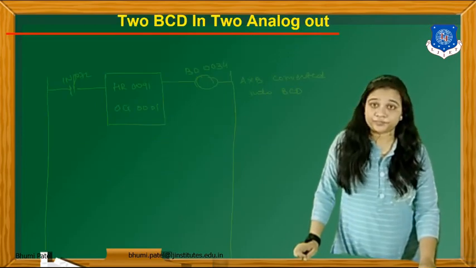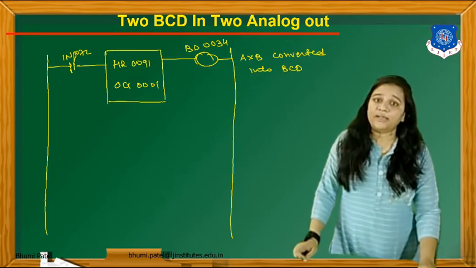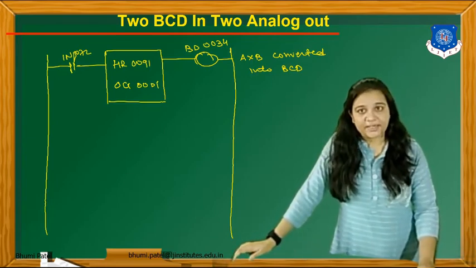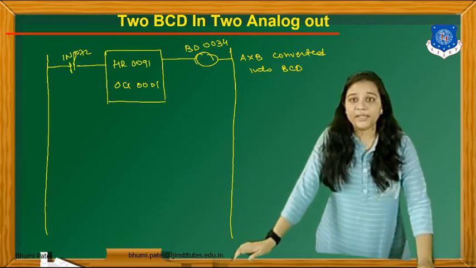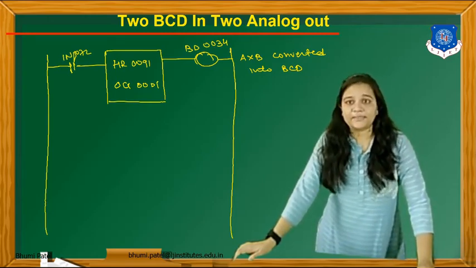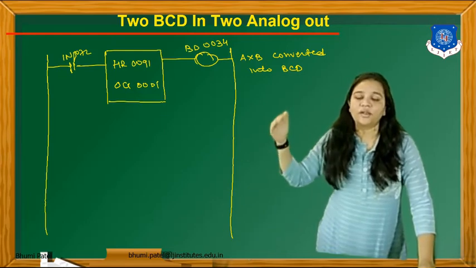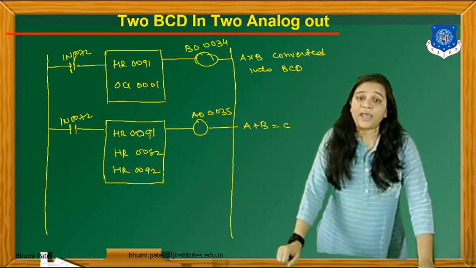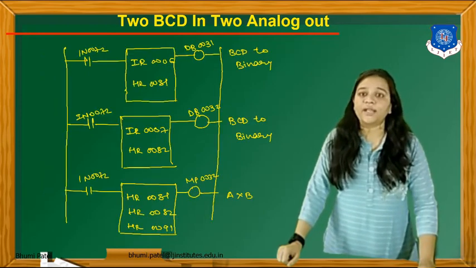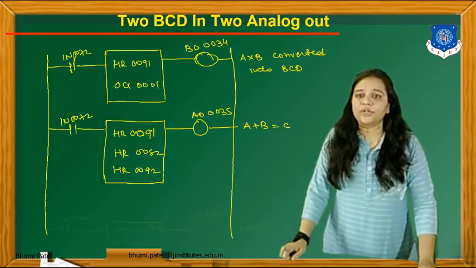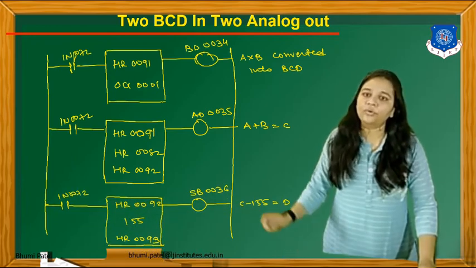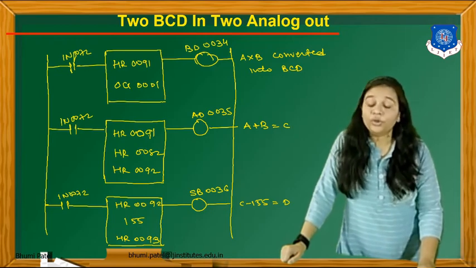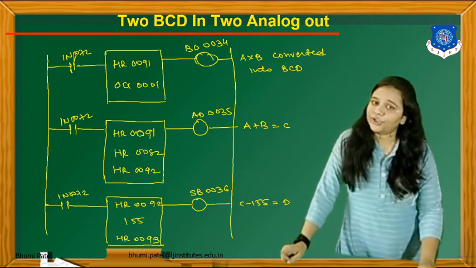Now we have to add. Multiplication value will be converted into the BCD. So we have to use the command BD0034. HR0091 will be converted into OG0001 BCD. Now we have to add this value. So again we have to take the two operands HR0081 and HR0082 and this destination will be stored in the HR0092. Take the command AD0035.